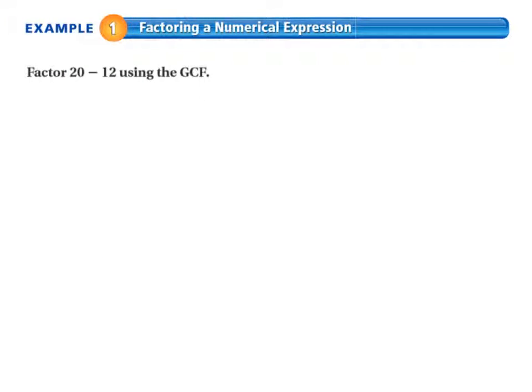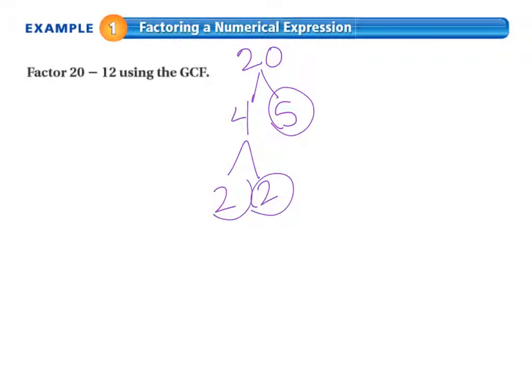In example 1, we're going to factor 20 minus 12 using the greatest common factor. Our first job is to find the greatest common factor of 20 and 12. I still like to use factor trees. For the factor tree for 20, two factors of 20 are 4 and 5. 5 is prime, so I circle. The factor pair of 4 is 2 and 2, so I circle both. So my prime factors of 20 are 2 times 2 times 5.